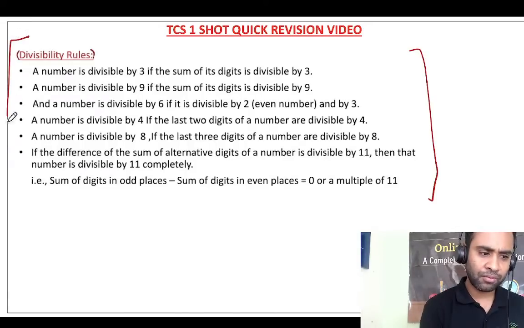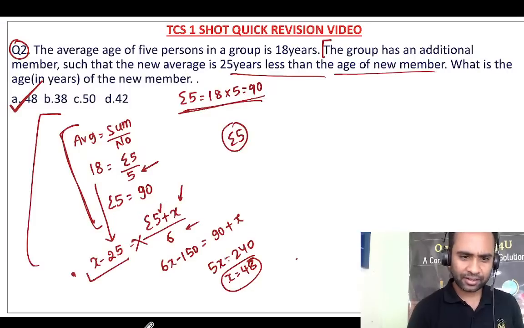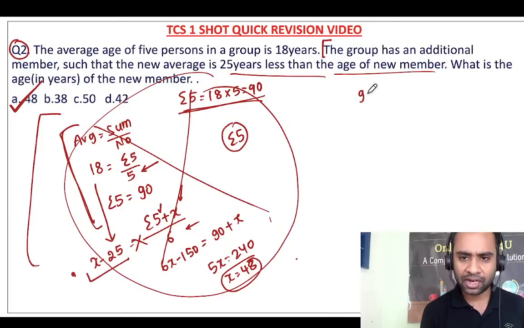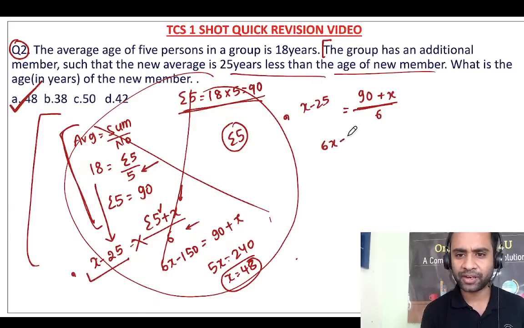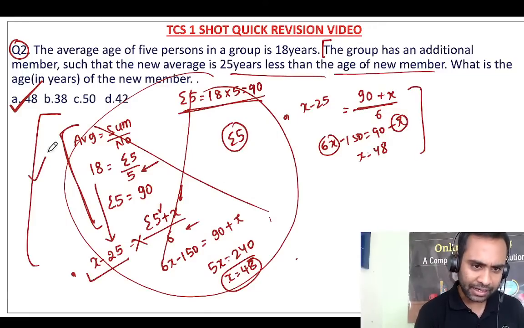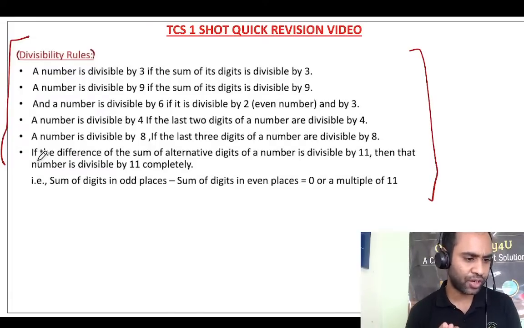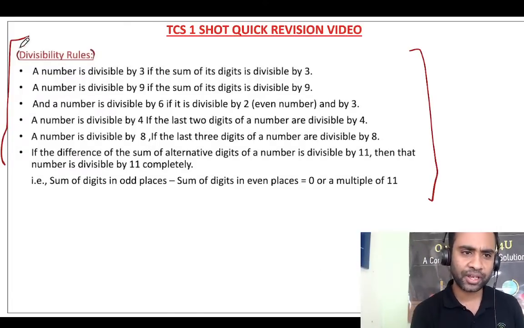Okay. So this particular problem is not that big, it only took time because I explained it. The average age of 5 persons is 18. That means the total is 90. One person is joining, so 90 plus x. It was 5 members, now it is 6 members. The average is now 25 years less than the new member's age. Solve it: 6x minus 150 is equal to 90 plus x. So 5x is equal to 240, x is 48. Three lines, done. I am writing this out so that you understand it. Otherwise you can take the options and check that also.